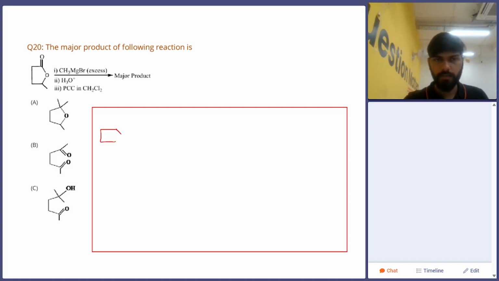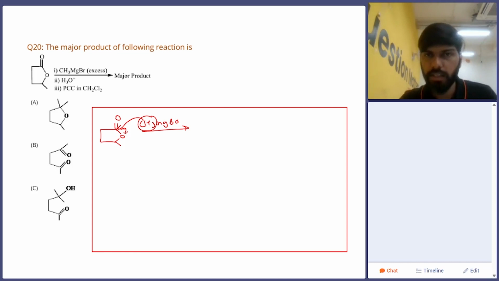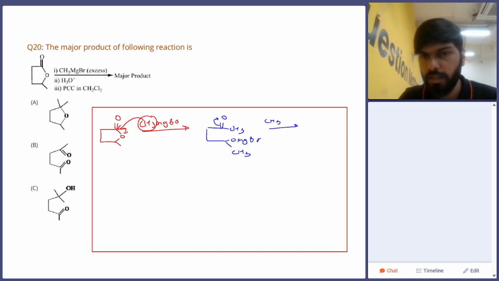We have a ketone with a double bond O and CH3MgBr. Here CH3 is the nucleophile. This oxygen will take the electron, and CH3 will attack here. If CH3 attacks here, you will get double bond O, CH3, O MgBr and CH3. Now, if this takes the electron, another CH3MgBr will attack, so CH3 will attack on this carbon and MgBr will combine with this oxygen.